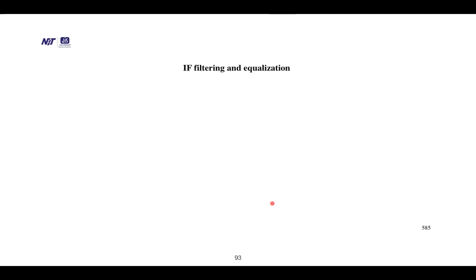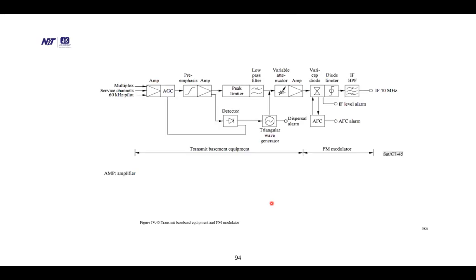This is the FDM FM equipment, IF filtering and equalization, and this is the corresponding detailed circuitry over there. This is the multiplex service channel, 60 gigahertz pilot carrier over there. Automatic gain control is there, pre-emphasis, then low pass filtering, variable attenuator, then varicap diode, then intermediate frequency bandpass filtering to 70 megahertz intermediate frequency.